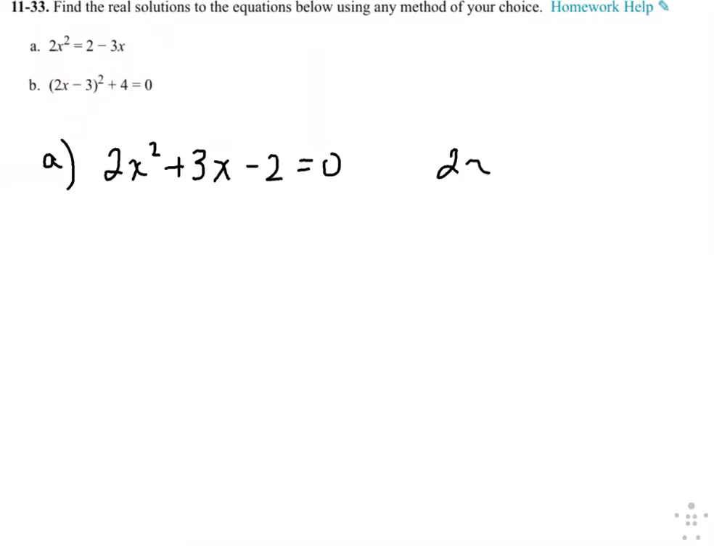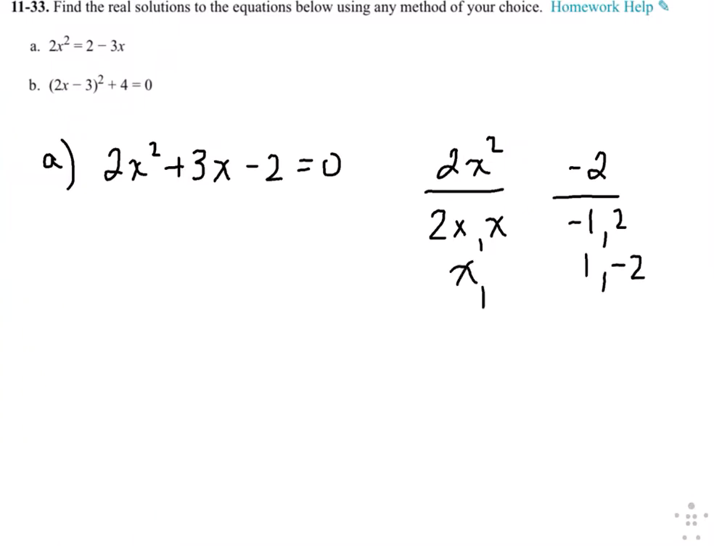So I have 2x squared, and I have negative 2, right? So 2x squared is going to be 2x and x, right? That's it. And negative 2 is going to be negative 1 and 2, or 1 and negative 2. And then we have to reverse one of the columns, x and 2x. Now when we multiply the outers and multiply the inners and we add them, we're looking for a positive 3x.